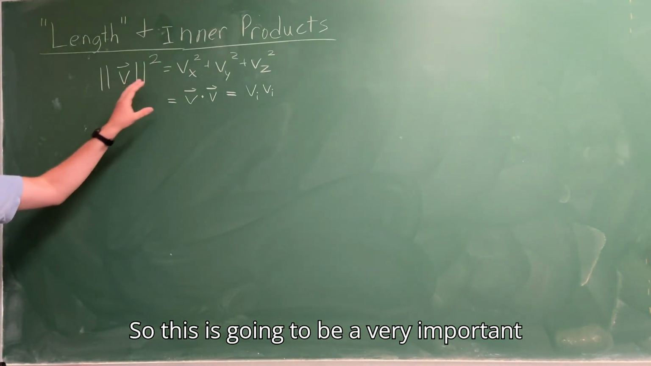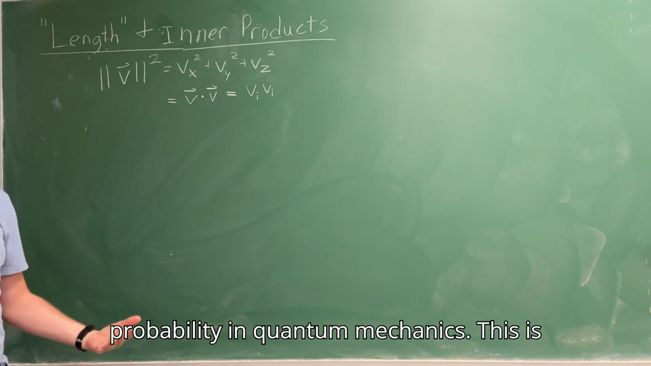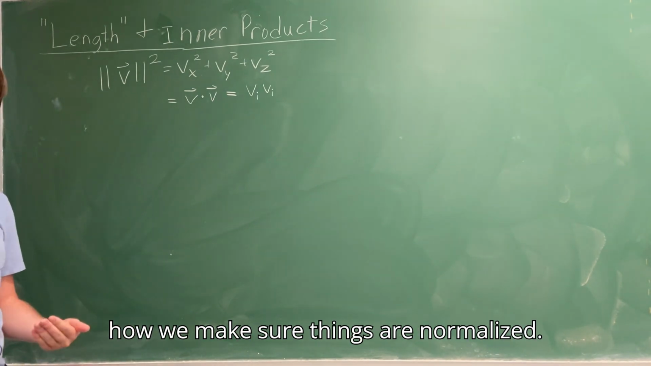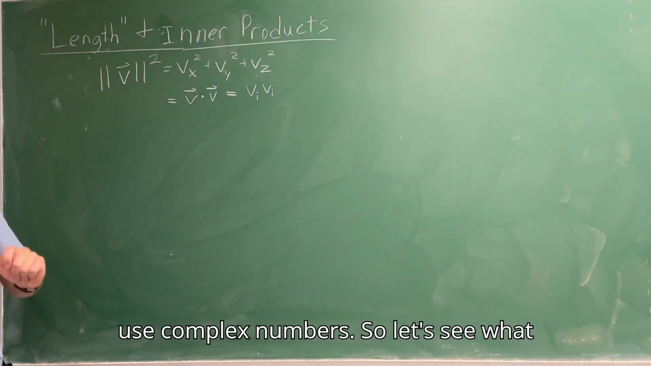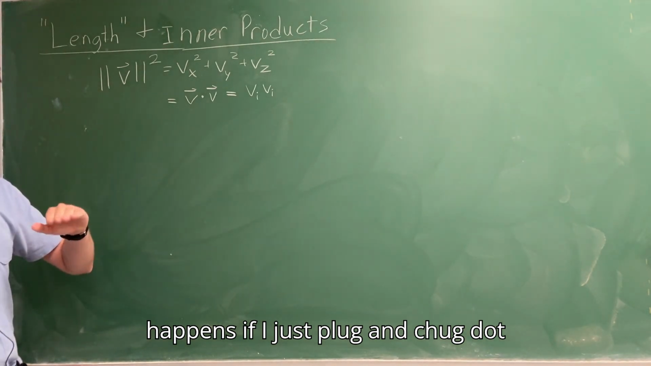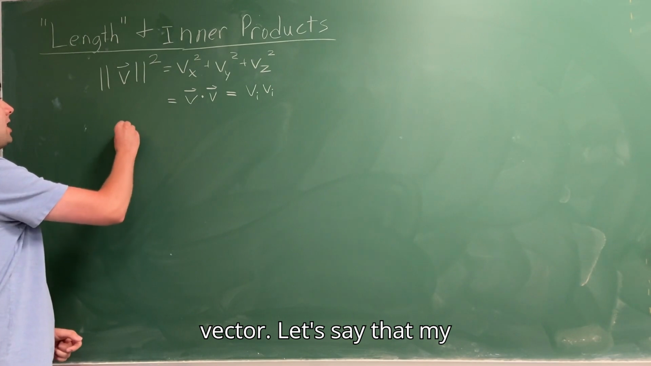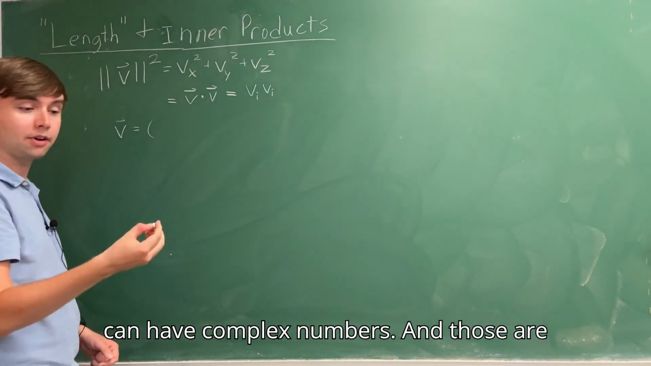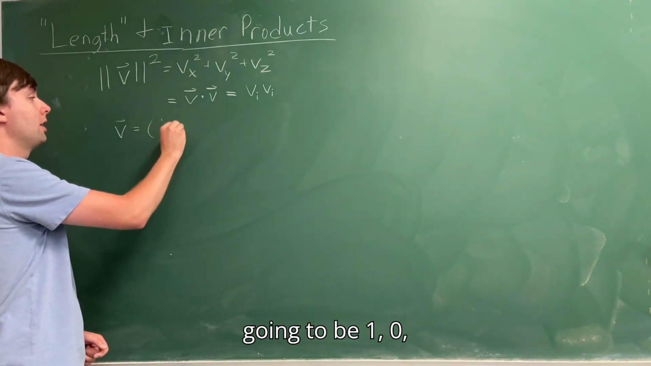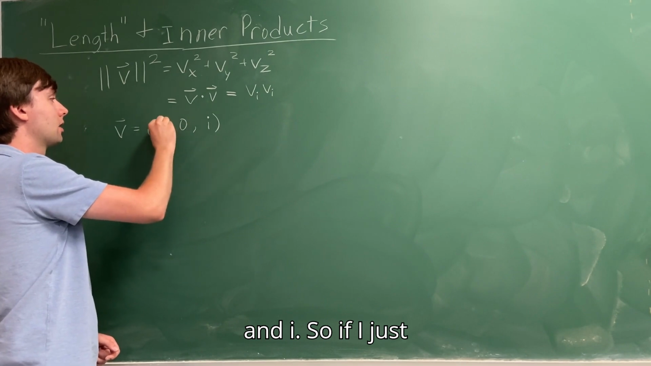So this is going to be a very important idea. This generalizes to total probability in quantum mechanics. This is how we make sure things are normalized. And in quantum, we're going to have to use complex numbers. So let's see what happens if I just plug and chug dot products with a complex vector. Let's say that my v has 3 coordinates in it, but now I can have complex numbers. And those are going to be 1, 0, and i.